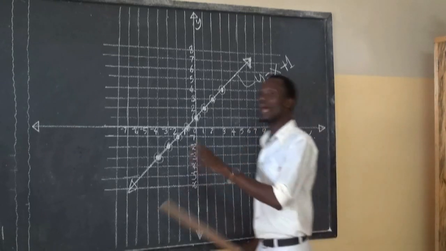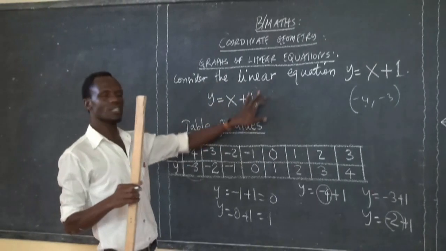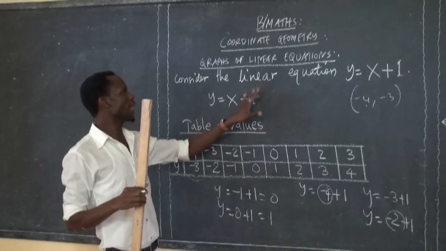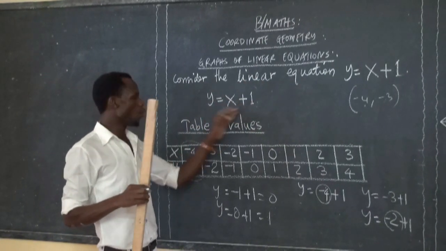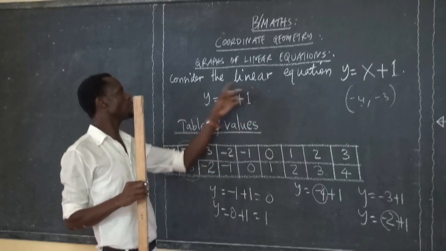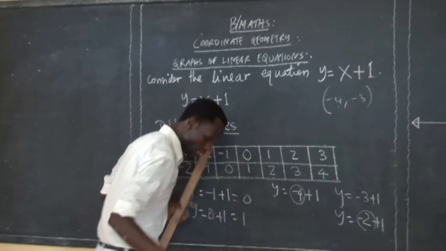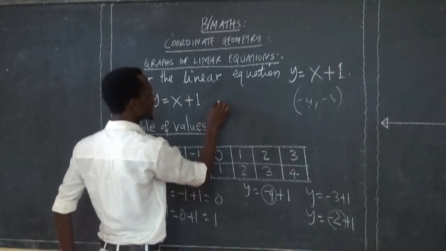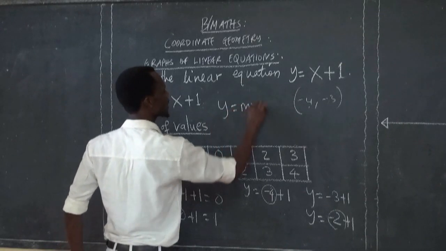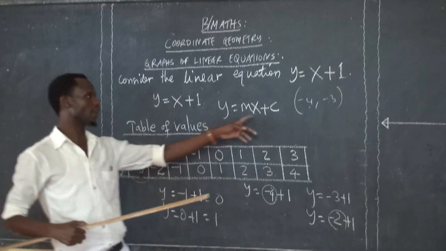Now the most important thing here is to understand the equation. This is the equation you've been given. And then after you have understood the equation, what next? You form the table values. And the equation must be written in this way: y is equal to mx plus what? Plus c.